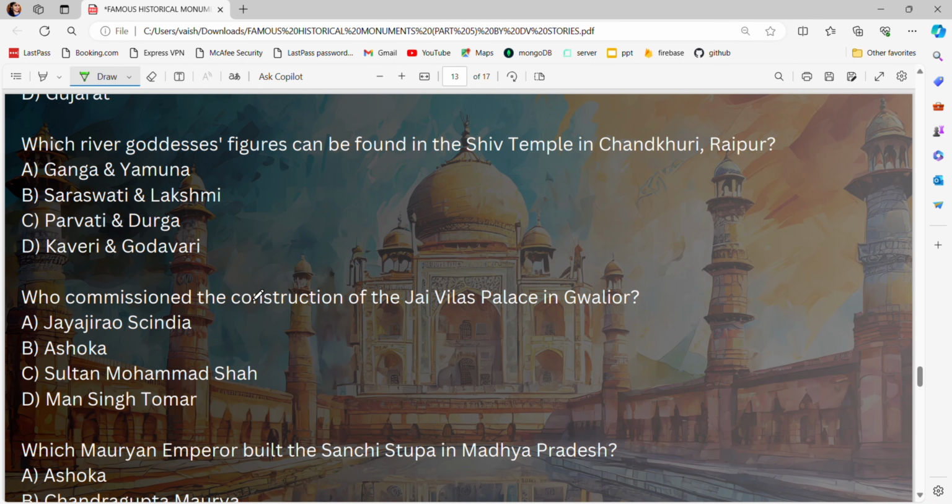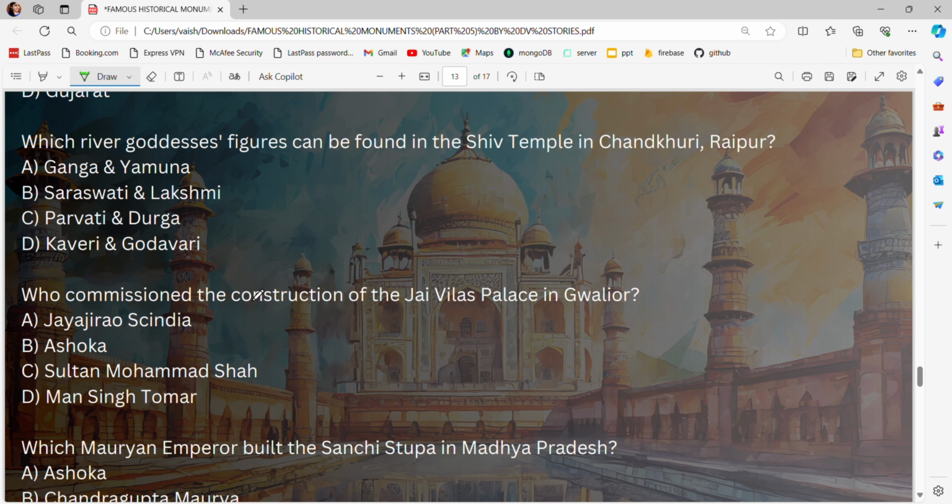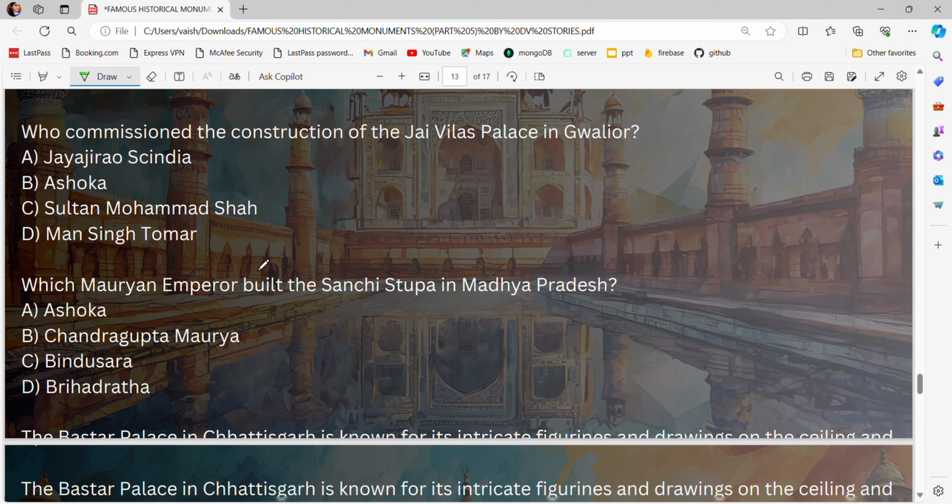Next, which river goddesses' figures can be found in the Shiv temple in Chandkhuri, Raipur? And the options are Ganga and Yamuna, Saraswati and Lakshmi, Parvati and Durga, Kaveri and Godavari. Here the answer is Ganga and Yamuna.